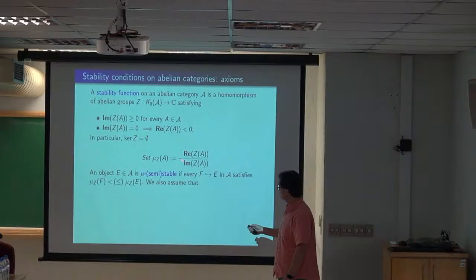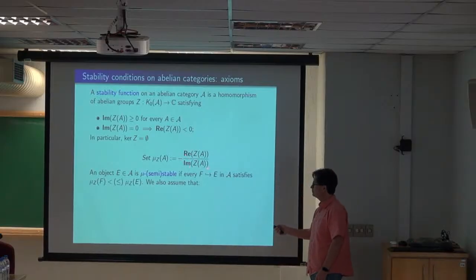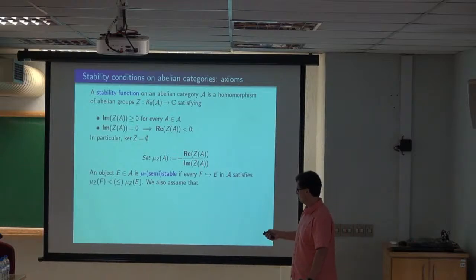And with this we introduce a slope, which is minus the real part divided by the imaginary part. There's this weird minus sign here, but never mind that too much. And that leads us to a notion of semi-stability for objects in this abelian category. An object is called stable or semi-stable if every sub-object in the abelian category satisfies this inequality here, either strict or not strict, depending on whether you want stable or semi-stable.